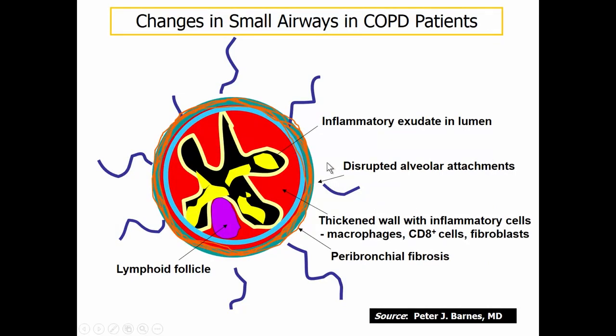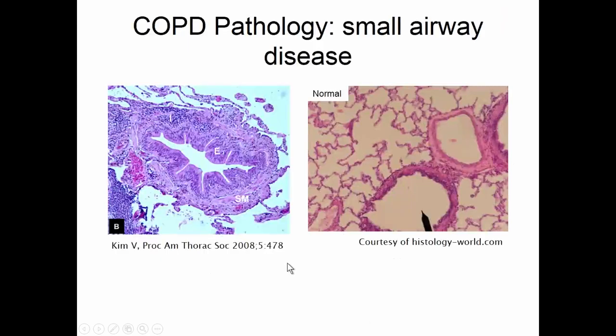This slide shows the changes in the small airways of COPD patients. There's an inflammatory exudate in the airway lumen and thickened alveolar airway walls with inflammatory cells, macrophages, CD8 positive cells, and fibroblasts, leading to peribronchial fibrosis. We see again the disrupted alveolar attachments that we saw from emphysema, and here is a lymphoid follicle which can be seen in advanced COPD.